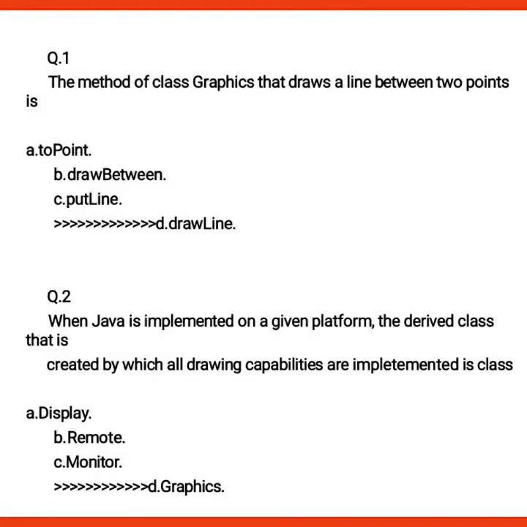Now let us see some quizzes on Java programming. The first question is: the method of class Graphics that draws a line between 2 points is, the options are twoPoint, drawBetween, putLine, and the fourth one is drawLine. Here it is a line between 2 points, so the answer is drawLine.